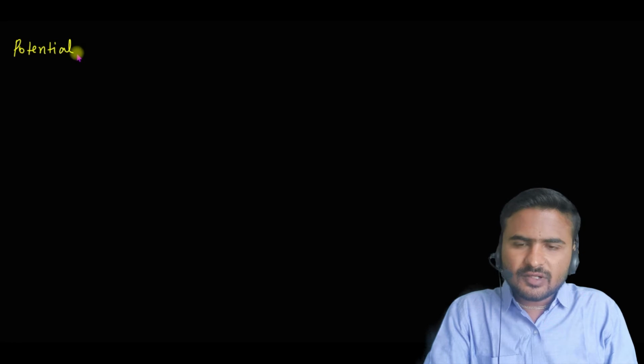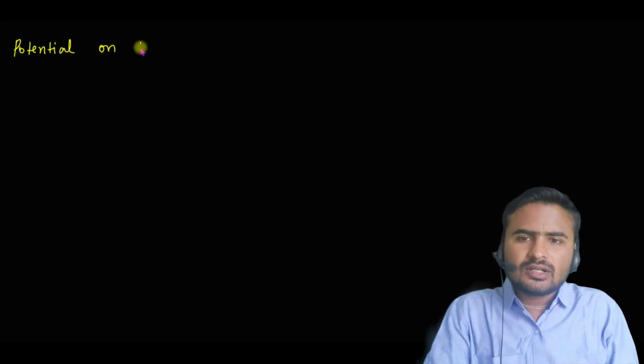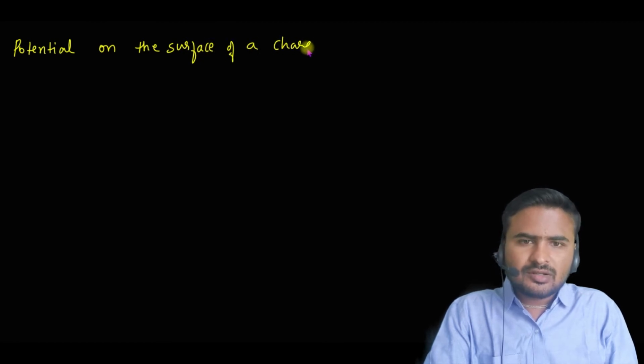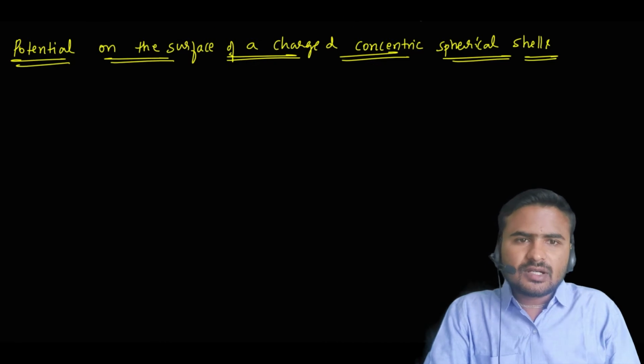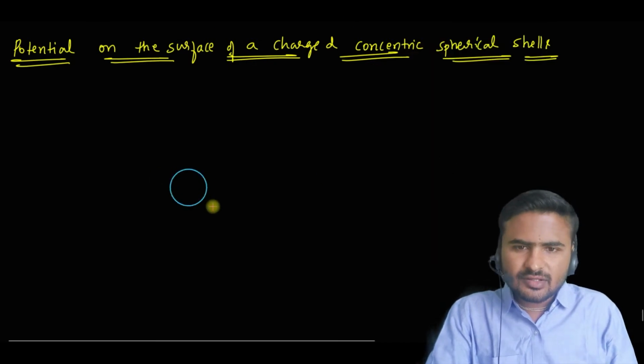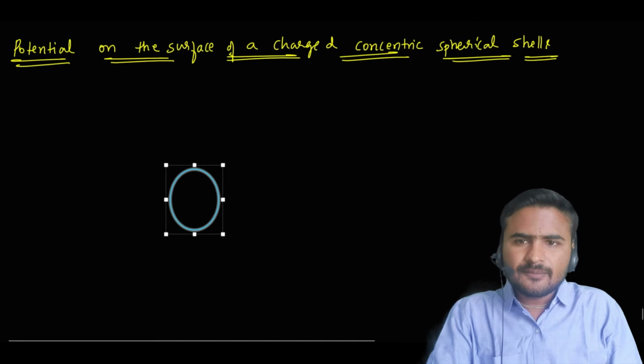So the first thing that we're going to discuss is the potential on the surface of charged concentric spherical shells. All right, so now let us consider three spheres carrying charges, say q1, q2 and q3.